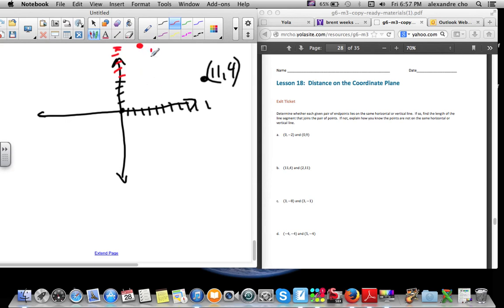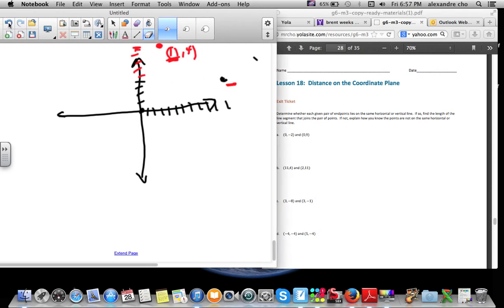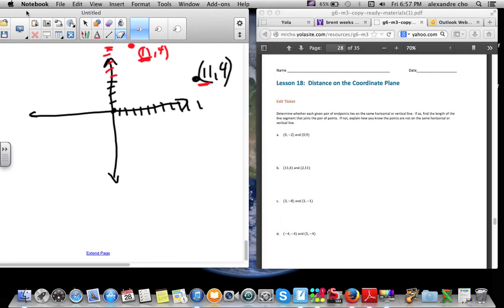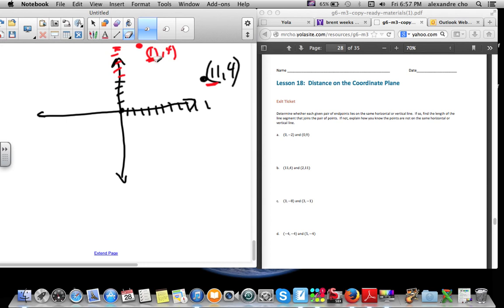Do they share any of the coordinates? This is my x coordinate. This is my second x coordinate. Actually, I wrote this backwards. This is 4 and 11. No, right, this is 11 and 4. Did I just do this completely wrong? No, that's right, 11 and 4 to 11. All right, so this was right. Oh, the second one I wrote wrong.